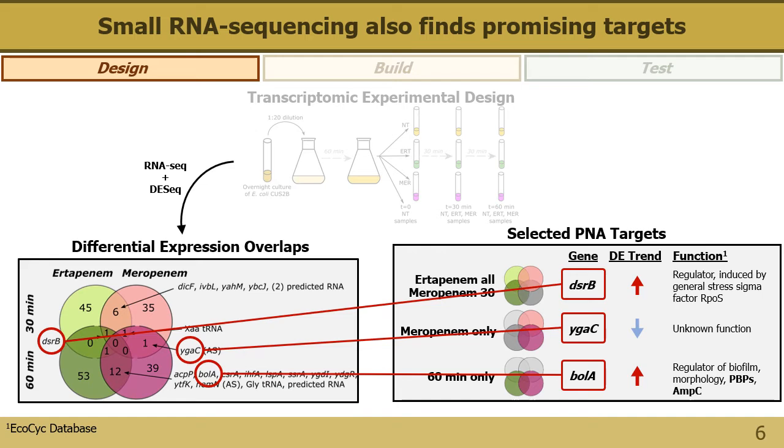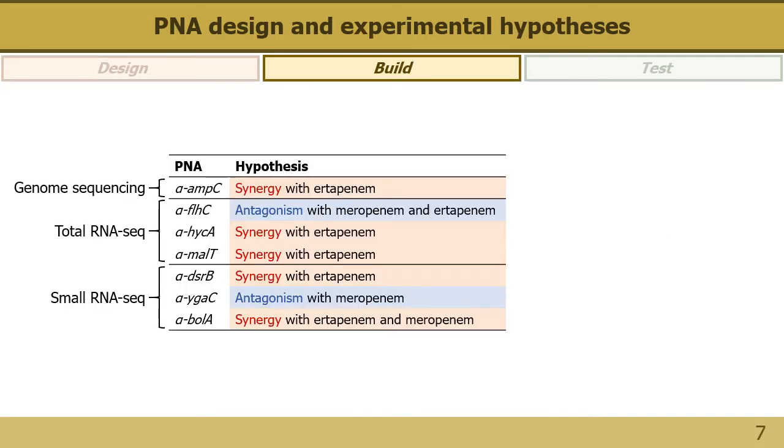In the past Venn diagram, we didn't see any meropenem overlap genes that weren't also shared by ertapenem. And then DSRB and BOLA we also found might be important, BOLA specifically because it is a regulator of AMP-C, which I mentioned earlier. So that leaves us with 7 different PNA to synthesize. Once we synthesize and purify them, we're going to test them in combination with ertapenem or meropenem, and we expect them to show some sort of interaction with these drugs.